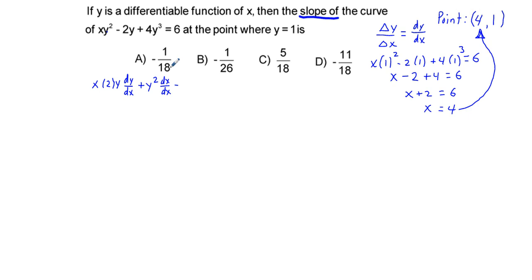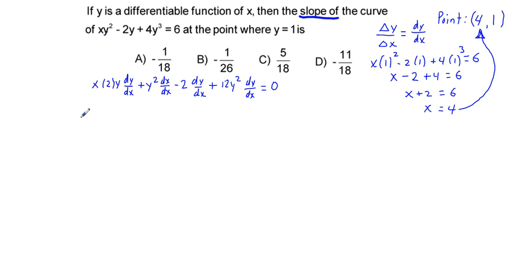And next, the derivative of negative 2y is going to be negative 2 dy/dx. And then the last term on the left, we have the derivative of 4y cubed is going to be 12y squared dy/dx. And the right side, our derivative of the constant 6 is 0.